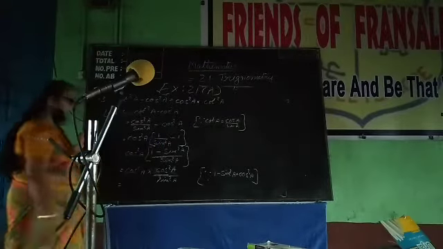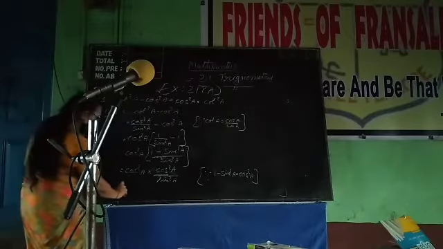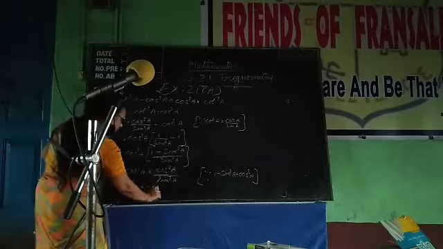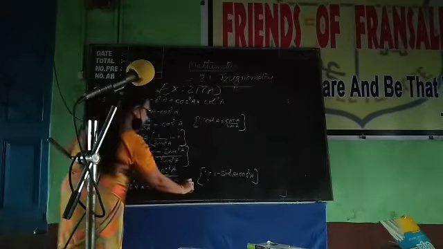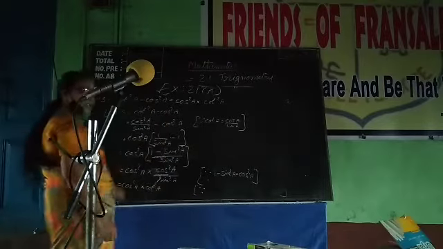Now what is cos square A divided by sin square A? Cot square A. Cos square A multiplied by cot square A. Write the reason here: cos by sin is equal to cot.